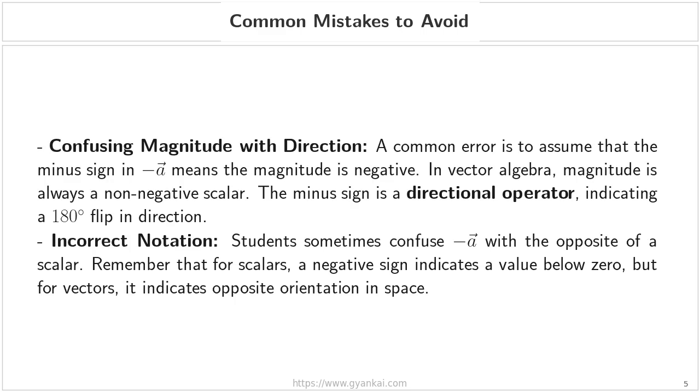Second, watch out for incorrect notation and conceptual confusion. Students often struggle to distinguish between the negative of a vector and the opposite of a scalar. Remember the distinction we made. When you are working with scalars, a negative sign indicates a value that is below 0 on a number line. But when we are working with vectors, that same negative sign indicates an opposite orientation in space. So keep that distinction clear in your mind. Scalars change value, but for vectors, we are changing direction.